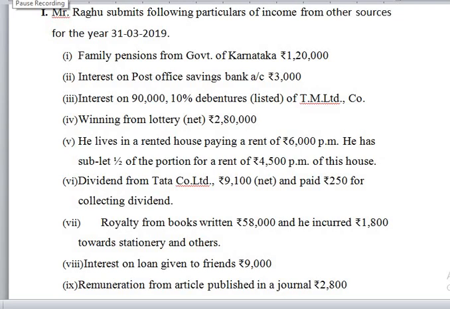Hello everyone. So today I'm going to explain some problems under income from other sources. Here Mr. Raghu submits the following particulars of income from other sources for the year ending 31st March 2019. Family pension from Government of Karnataka, rupees 1,20,000.